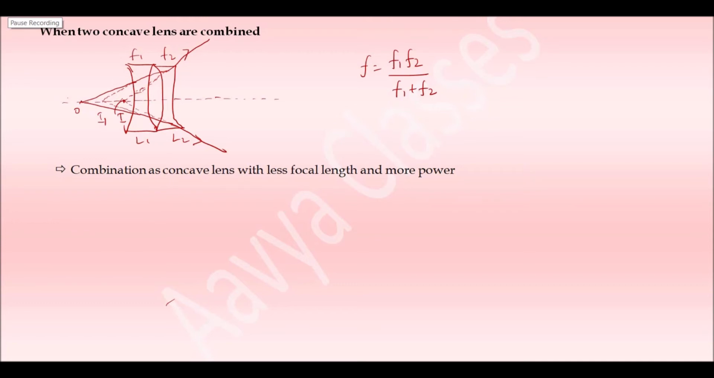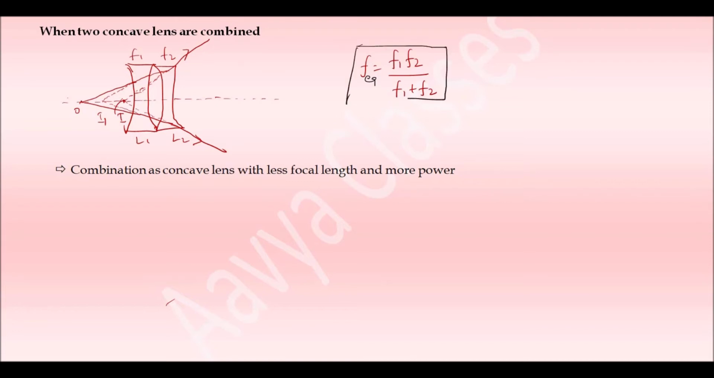Now consider the case when two concave lenses are combined. So if you combine two concave lenses, what does it mean? It means we are combining two divergent lenses. So clearly the diverging power of the lens increases, because the diverging power of one lens will be augmented by the diverging power of the other lens. So basically the net diverging power will increase. We will see it also through the formula. So clearly the equivalent focal length is equal to F1 F2 divided by F1 plus F2. We have already learned this formula.